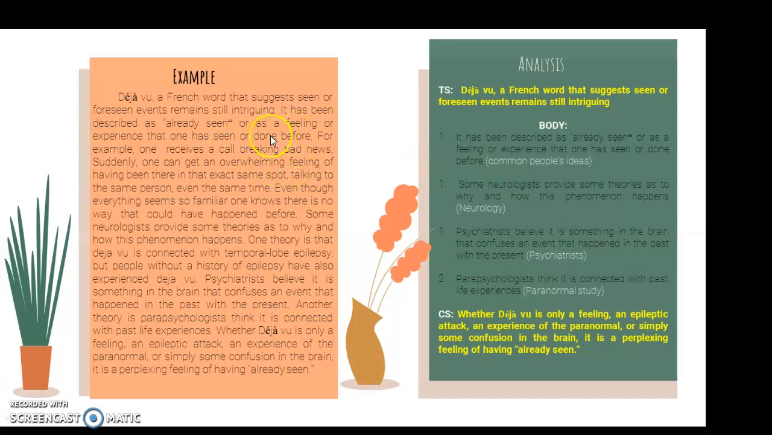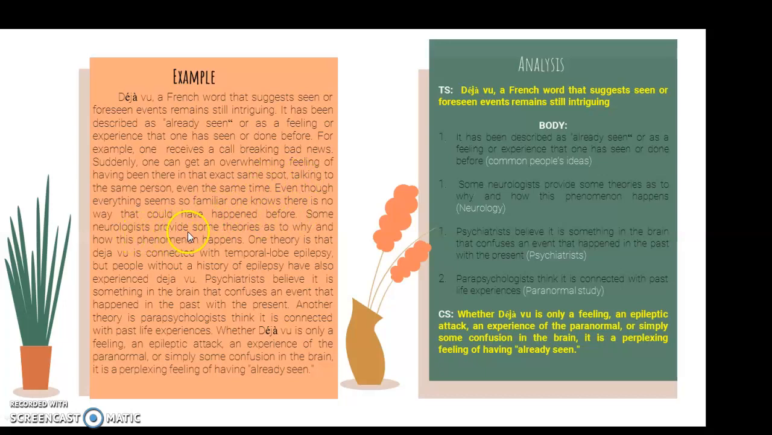And you will find this one just right here. It has been described as already seen or as a feeling or experience that one has already seen or done before. Here I'm defining the word by using common people's ideas. Then the second one, some neurologists provide some theories as to why and how this phenomenon happens. And I'm talking here about neurology because my second major supporting point is just placed, I'll tell you right now where.